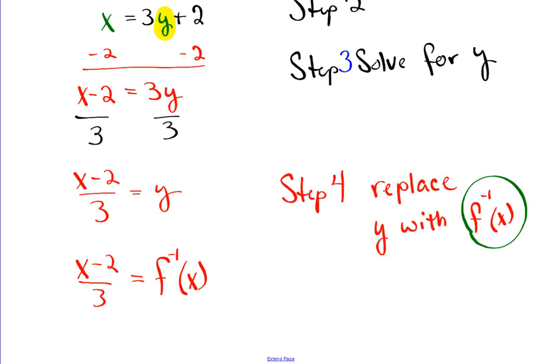It's sort of like undoing step 1. Step 1 was replacing the f of x notation with the letter y. Now we're going to replace the letter y with the f of negative 1 of x notation. And that's all there is to writing an inverse.